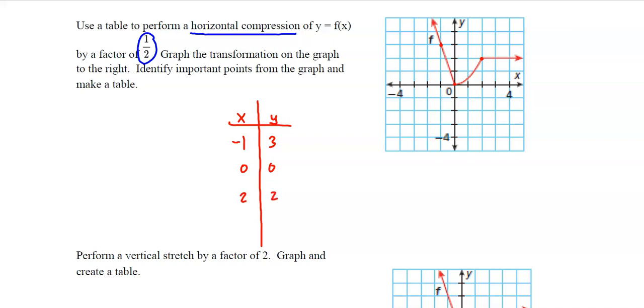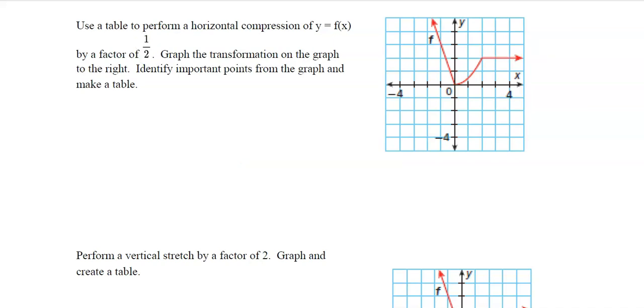And then we have a couple other points. I don't know if we need to put both of them. Maybe I'll just put that one at 4, 2. If we wanted to, we could probably include this one. Maybe he doesn't want to feel left out. And we could put him in there. So we have this red function, this red f of x. And we need to do a horizontal compression of y equals f of x.